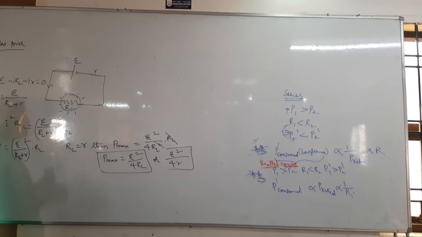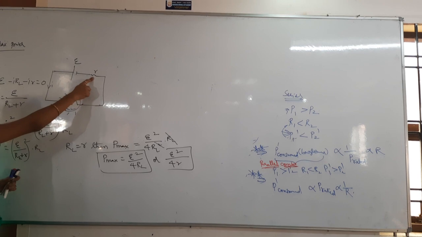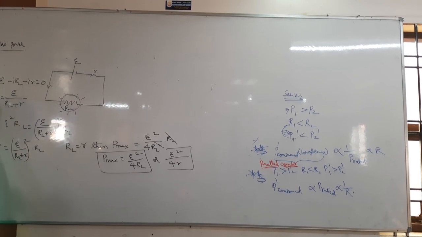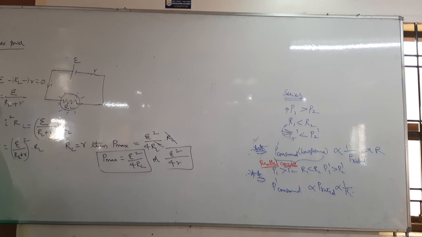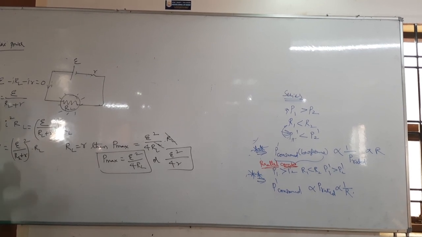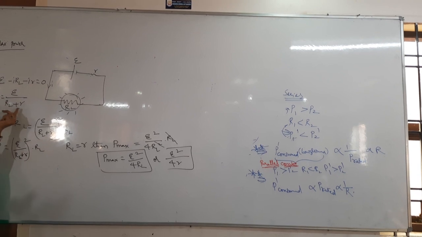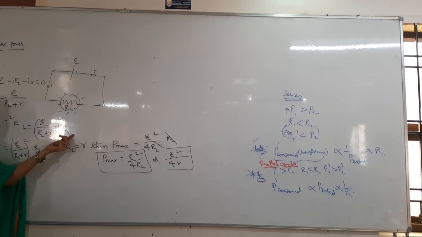Clear? Now the cell is given of internal resistance r connected to a load resistance RL. Here the load resistance might be a bulb, otherwise any other appliance, any heater like that. Now here you have to find out the current. First of all, what will we get for the current? E by RL plus r. I got the current, and with resistance, what is the power formula? Power is equal to I square R. So I square R. I is nothing but E by RL plus r whole square into RL.